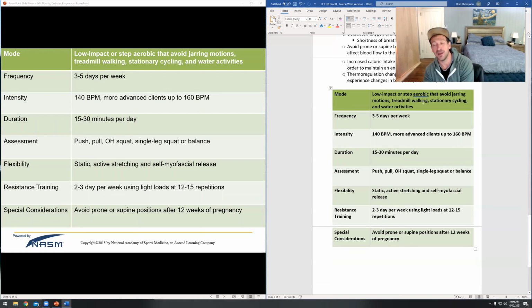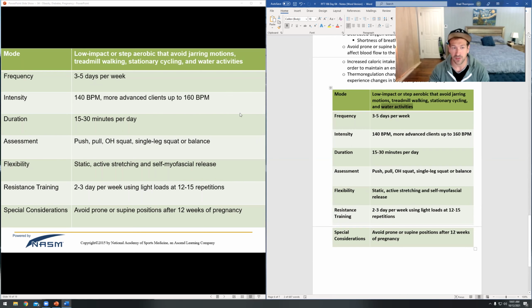So mode: low impact step aerobics, or anything that avoids any rapid jarring action is going to be recommended. Low impact treadmill walking, low impact stationary cycling, water activities, all those things are really good. Rowing machine, probably not so much, just because it's going to cause abdominal compression, which is uncomfortable. And so they're just not going to enjoy that. So instead, we focus on the things that they are going to enjoy, especially water activities. Water activities are great. Takes all the weight off. It's a good break from dealing with that.